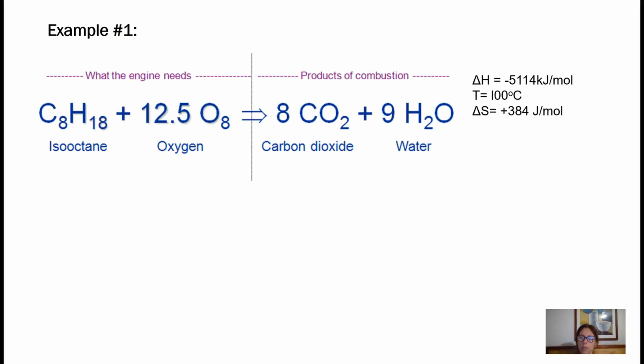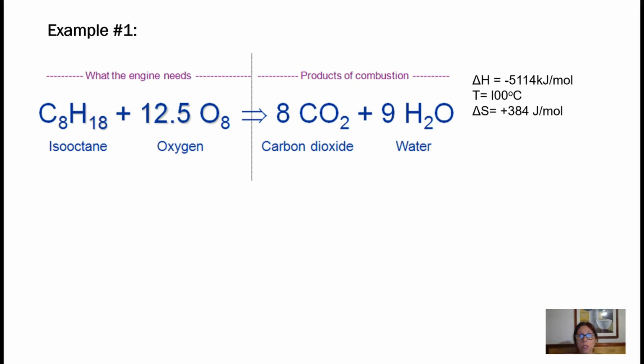Now let's look at this example, and I'm going to get you to do a calculation on this one. This is not our propane, sorry, our octane, our high octane fuel. And it again is reacting in oxygen and producing carbon dioxide and water. You'll notice the quantities are different of the carbon dioxide and water in the molar ratio, but still the products are the same. So this reaction is occurring at 100 degrees Celsius, and our delta H is negative 5,114, so that's the exothermic reaction, it's negative, and our entropy is a positive 384 joules per mole.